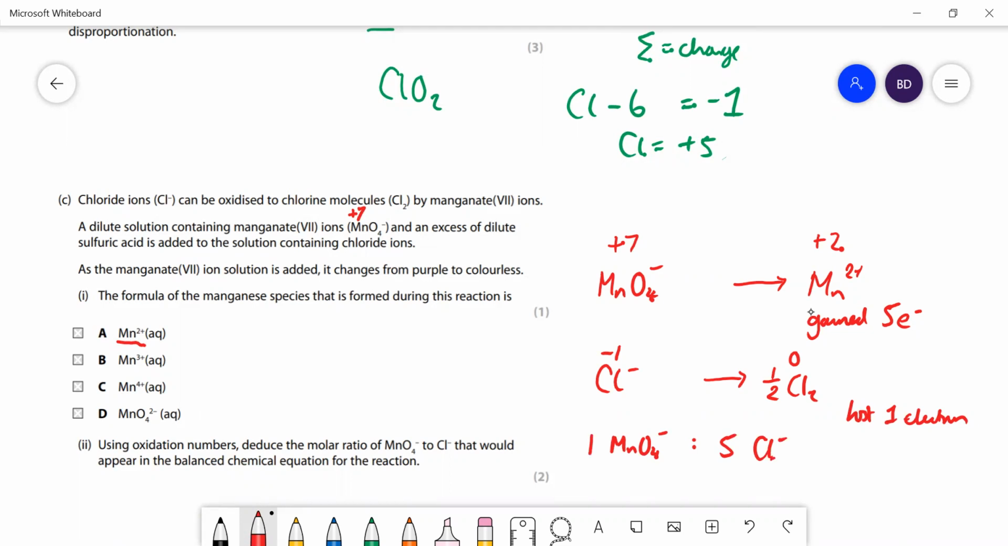And if you wanted to end up with not 2.5 Cl2, then you'd probably use 2 MnO4- to 10 Cl-. Then this is going to give you 5 Cl2 in the final balanced equation rather than 2.5. So either one of those answers is fine.